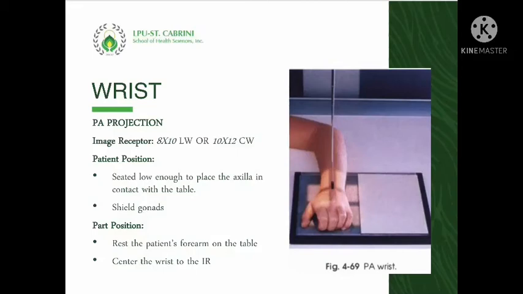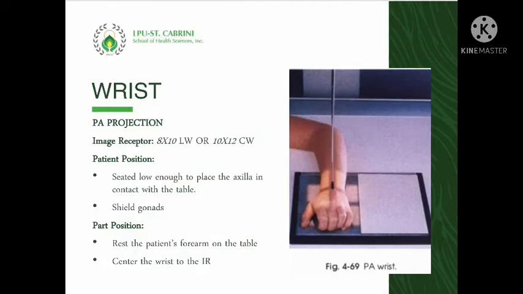Let us continue to the projections of the wrist. Examining the wrist, let us visualize the carpal bones and its joint spaces. We can demonstrate carpal fractures and dislocations in different projections. So let's start with the PA projection.